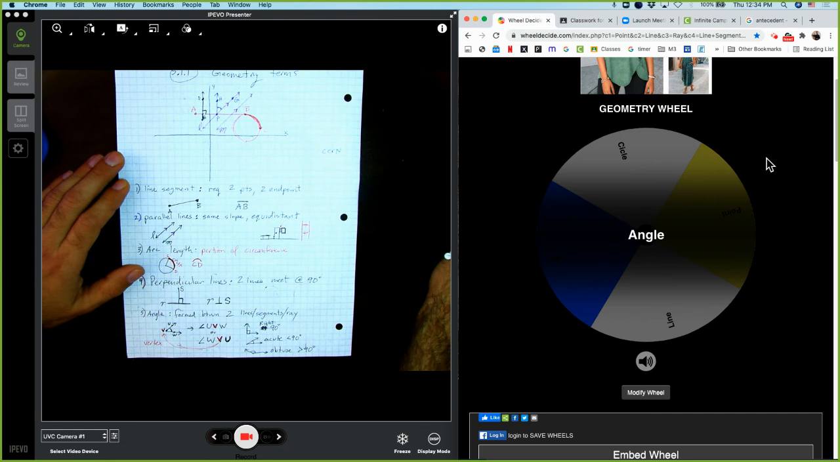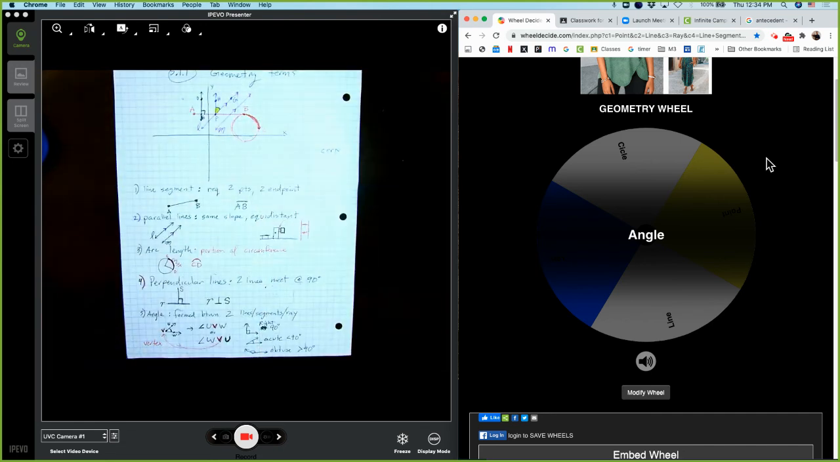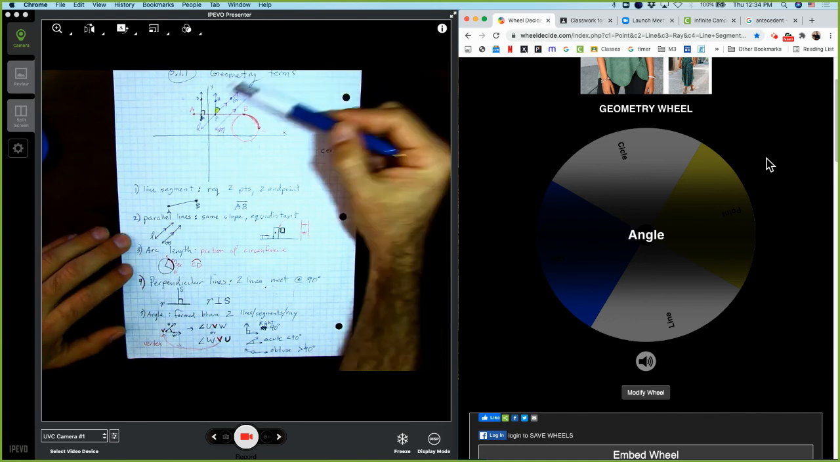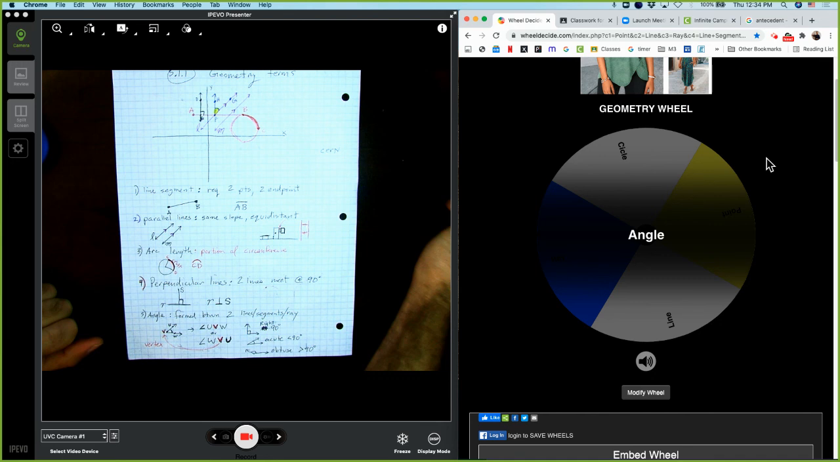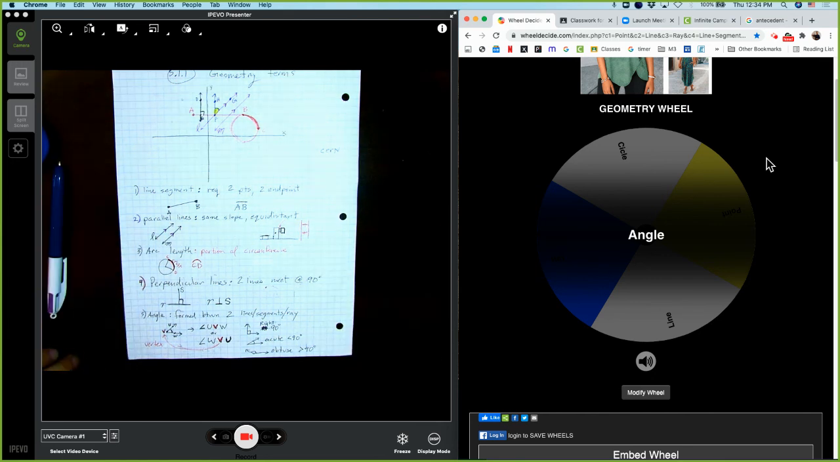Okay. So I made my angle right here. Here's my angle, but you can put yours wherever you want. And the name of that angle is angle GFH or angle HFG. Just F has to be in the middle.